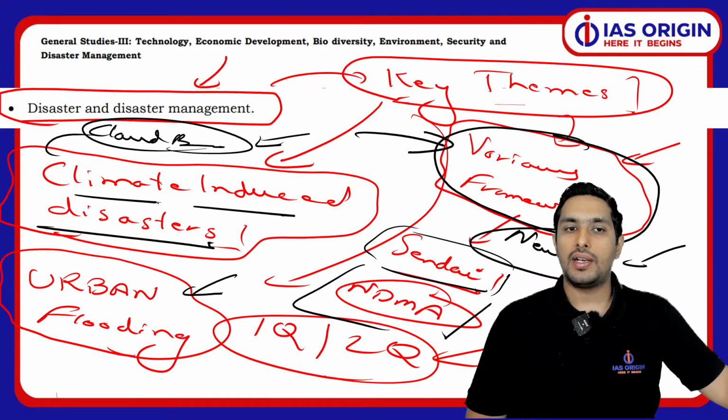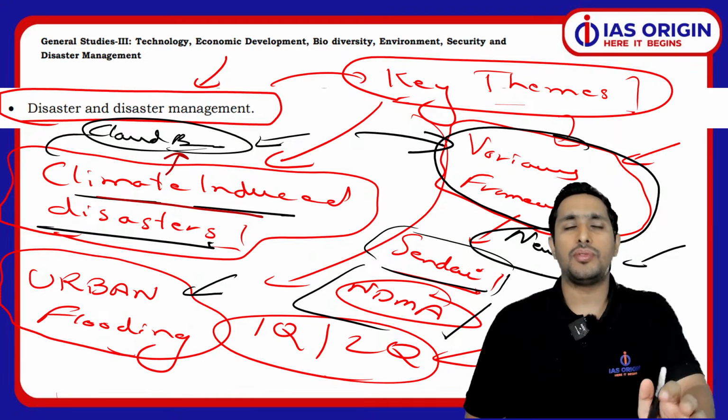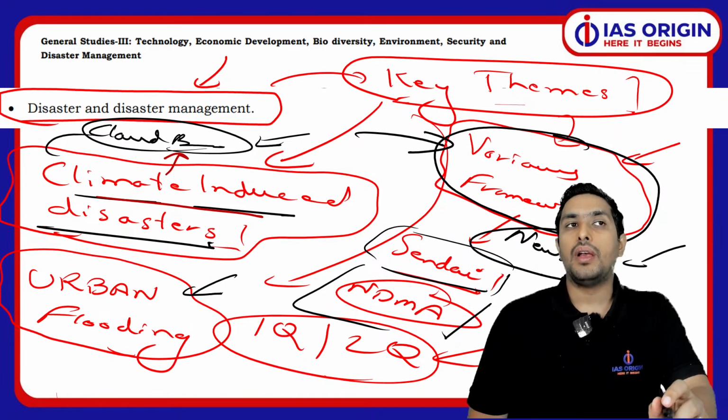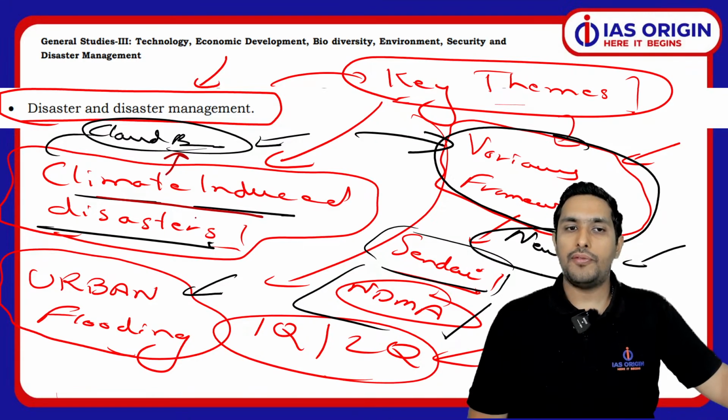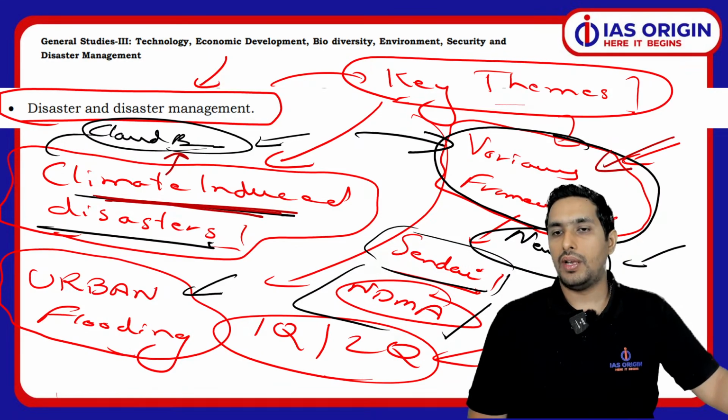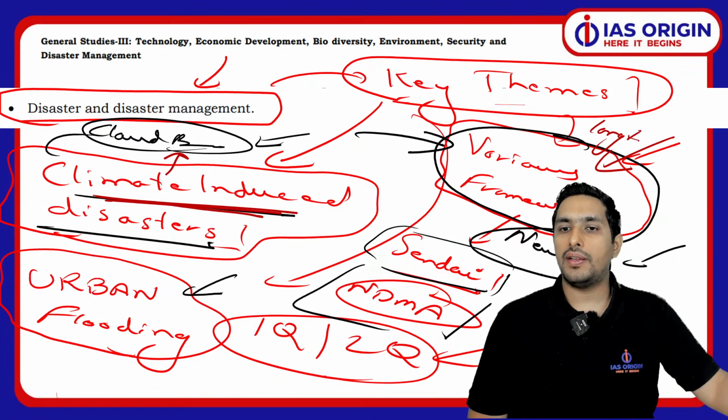Key themes: climate induced disaster, cloudburst. They're asking about landslides, the tsunami, various disasters, right? Earthquake they're asking. And the main focus is of course climate induced disaster. They're asking about various frameworks, the long term preparedness, NDMA guidelines, Sendai framework, Hyogo they asked.